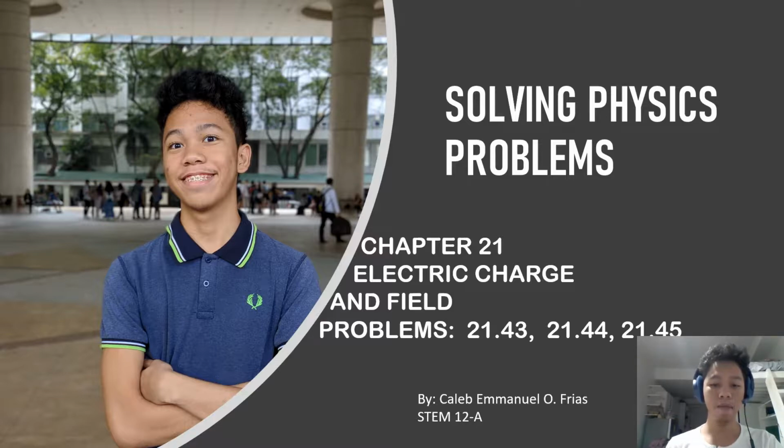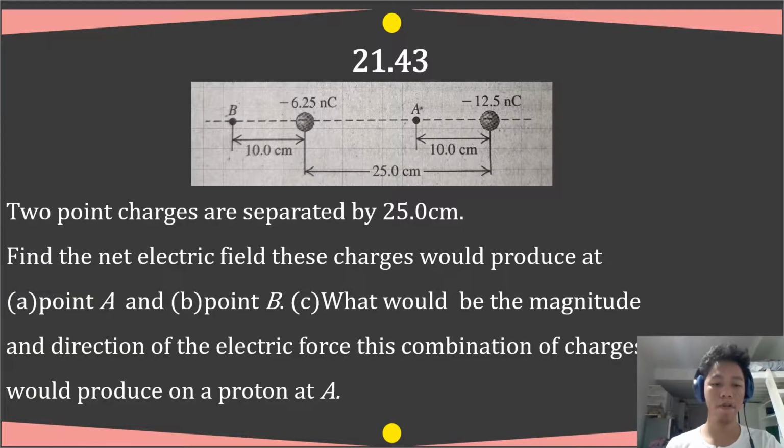And today, I'm going to show you how to solve some electric charge and field problems. First problem: two point charges are separated by 25 centimeters. Find the net electric field these charges would produce at points A and B, and what would be the magnitude and direction of the electric force this combination of charges would produce on a proton at point A.